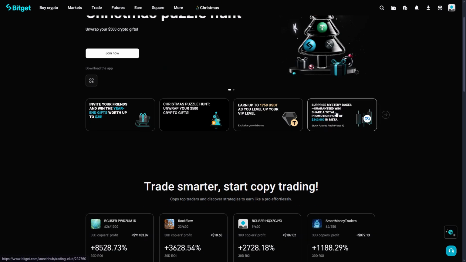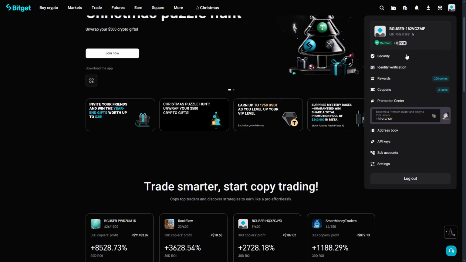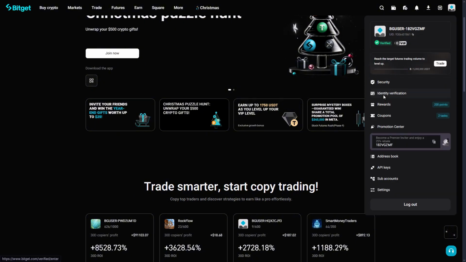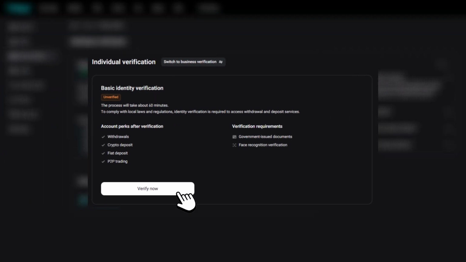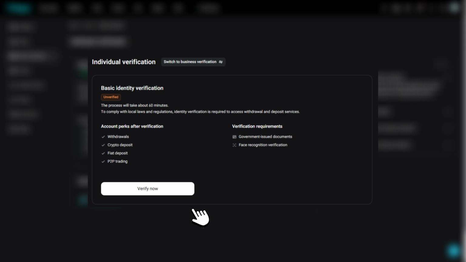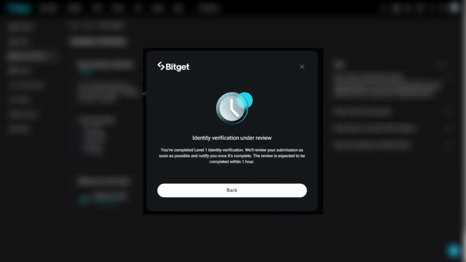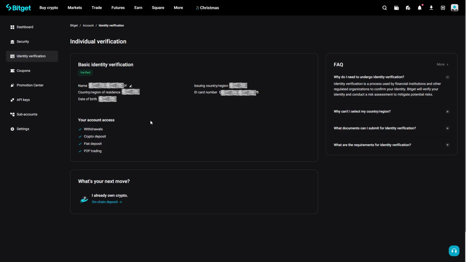Click on your profile icon, then go to Identity Verification. You will see exactly the same screen appearing on my screen, and you just have to click the Verify Now button. Then simply follow the on-screen instructions, and once you submit everything, Bitget's system will review it. In most cases, you will get approved within a few minutes. Sometimes it can take up to 24 hours if there is high demand, but it is usually pretty fast.